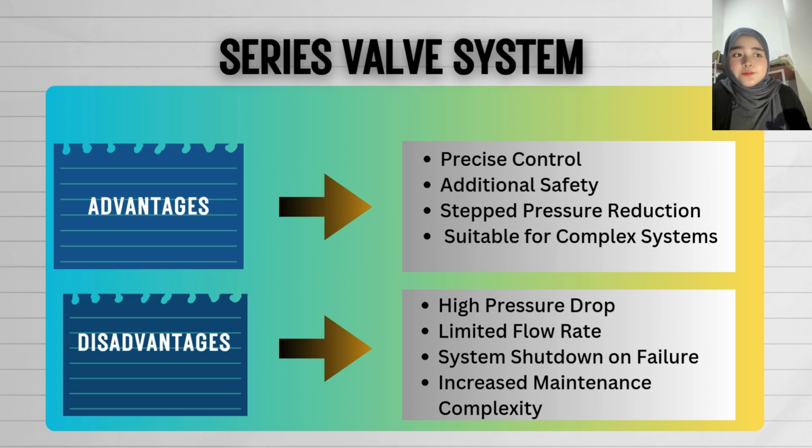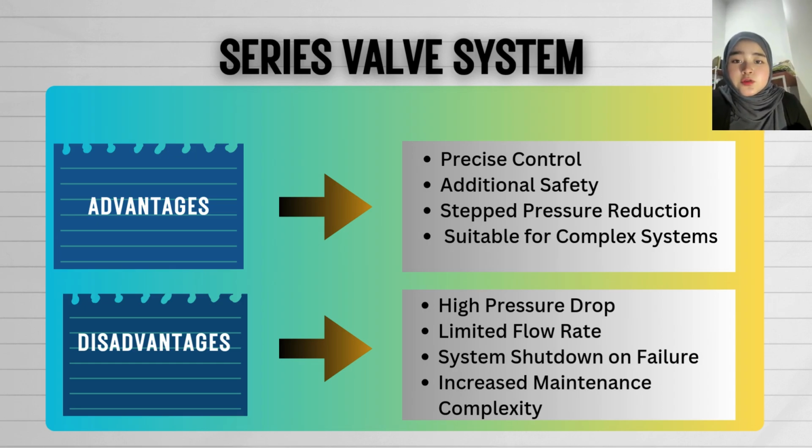The use of multiple valves in series system can control flow and pressure more precisely. This is especially important in systems that require tight control, such as chemical processing or gas systems.